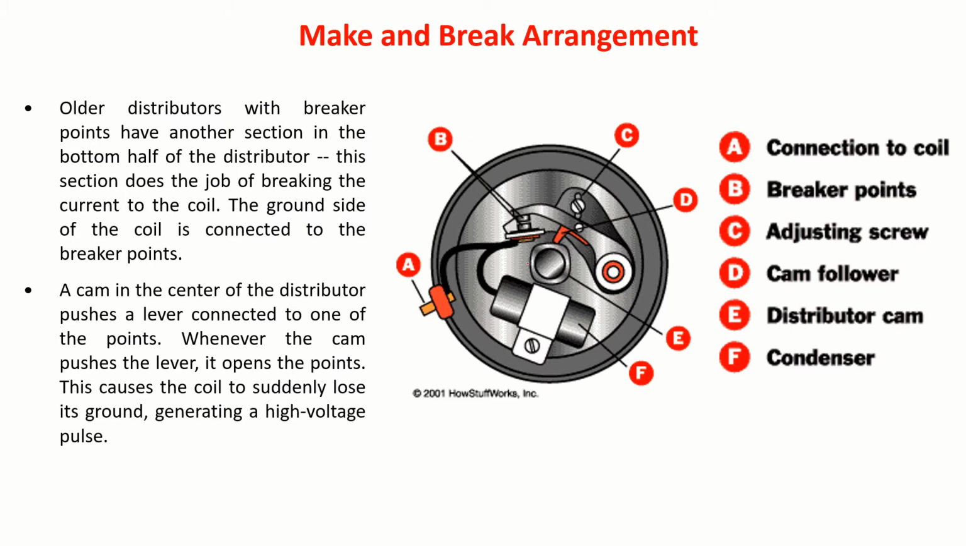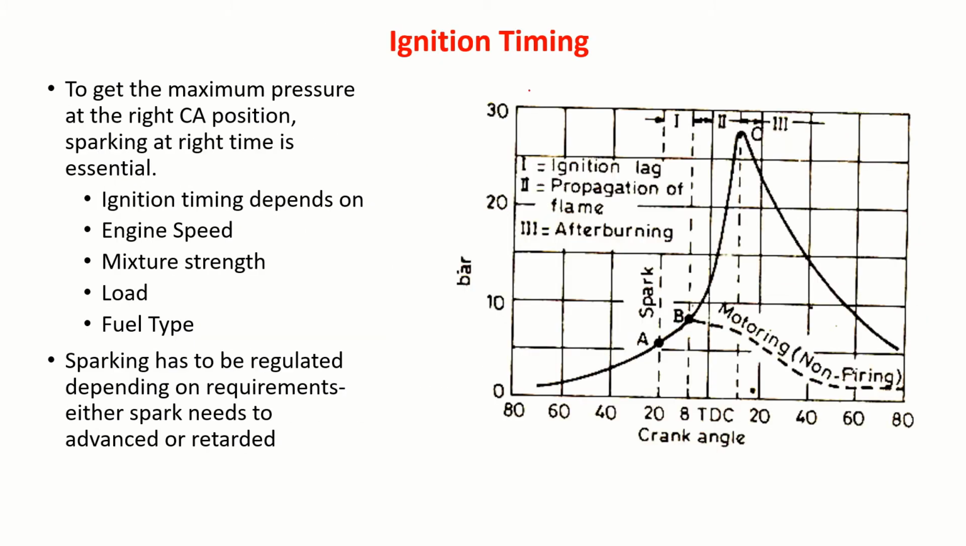In a 6-cylinder, you will have 6 lobes. In a 4-cylinder, you will have 4 lobes like this. You can see here, when this makes contact with this, it pushes this away. Again, when it comes to horizontal, they make contact. Again, as it goes up, slowly it will rise up, and again it will break. That's how it happens. There is something like ignition timing: when exactly we need to pass the spark.